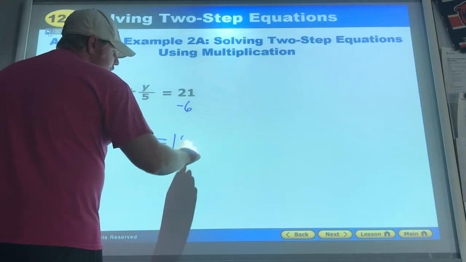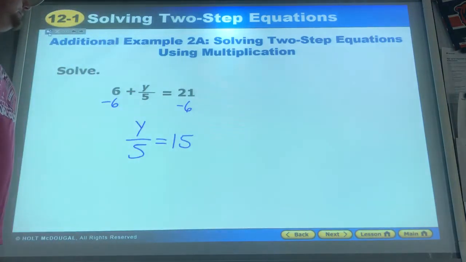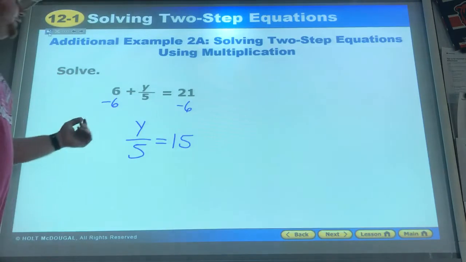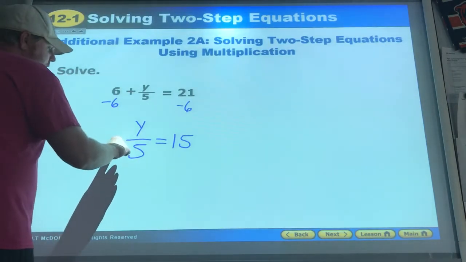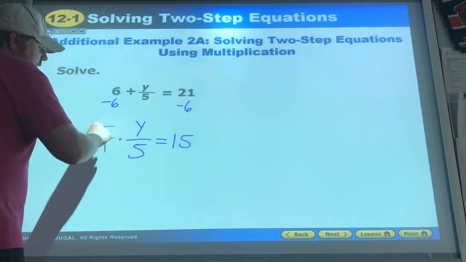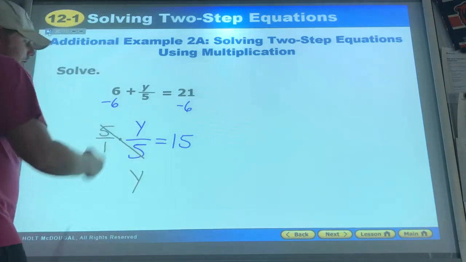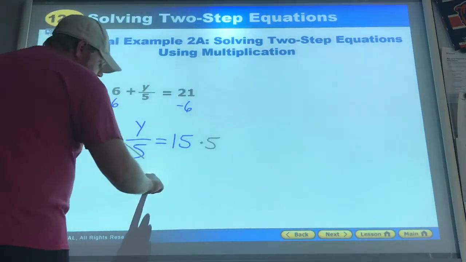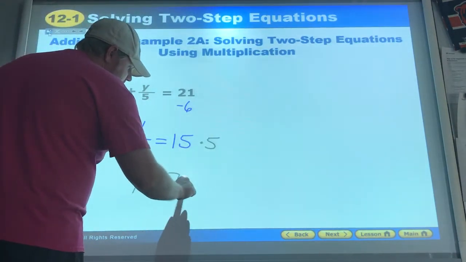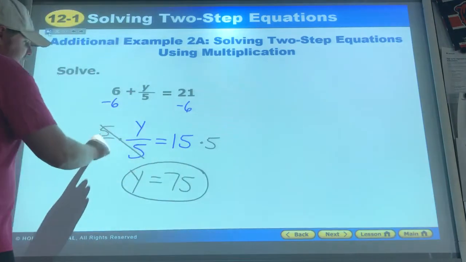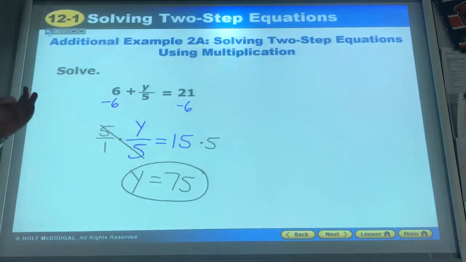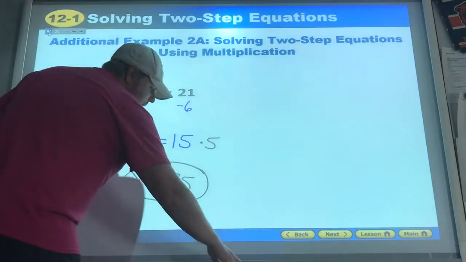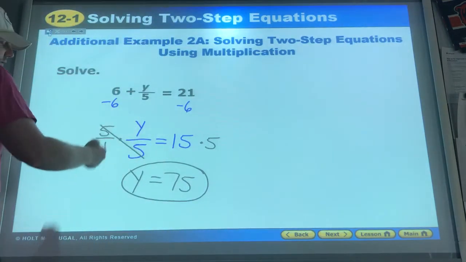Y over 5 equals 15. This is division. I undo division by using multiplication. 5 divided by 1 and 5 are exactly the same thing. Because what is 5 divided by 1? It is 5. y is 75. Don't forget, divisions, we have to use multiplication.